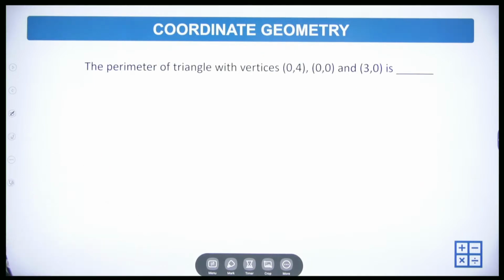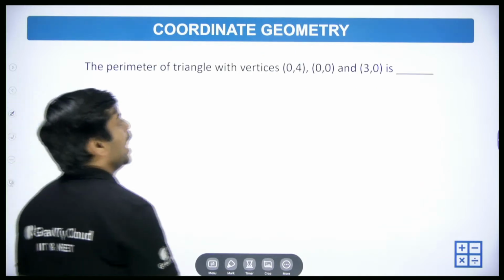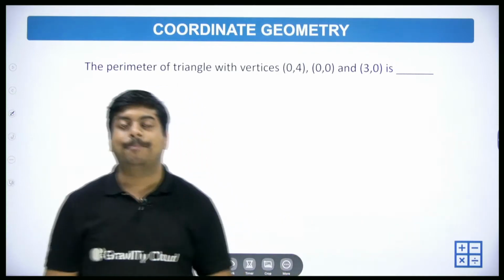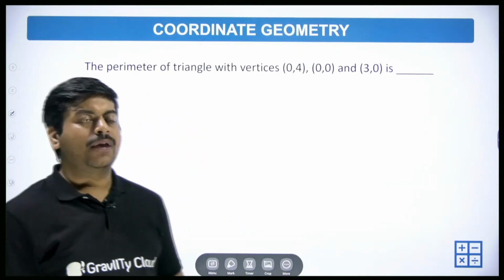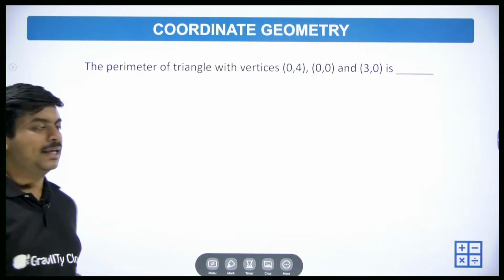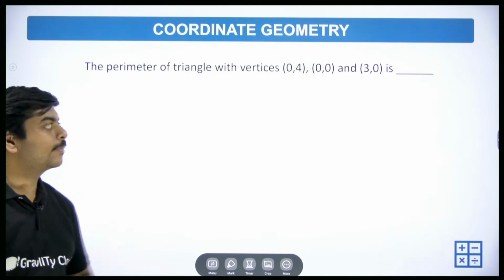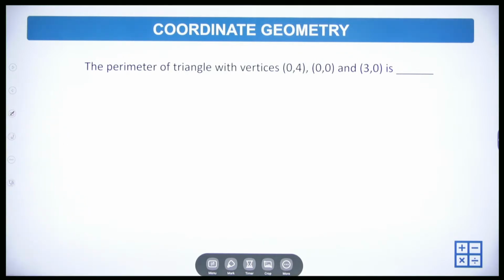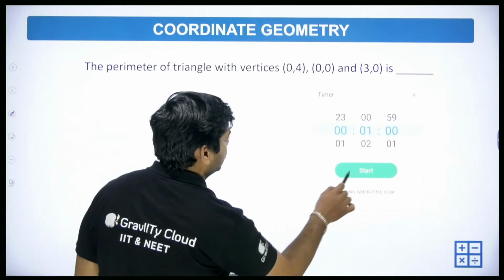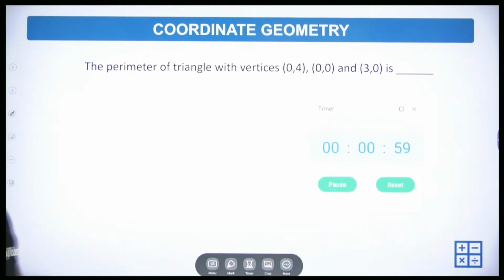The perimeter of the triangle with vertices 0, 4, 0, 0 and 3, 0. We need to find the perimeter, not the area. Okay, what is the perimeter? I'll also discuss the area for the same question, so in the same question I'll tell you how to find both the perimeter as well as the area. Please try to quickly find the answer. It will be very, very simple.